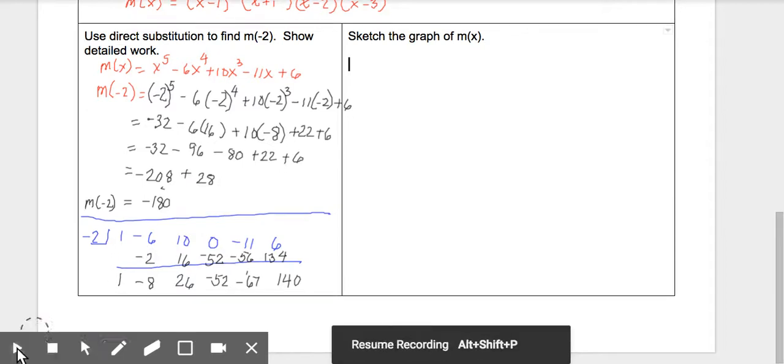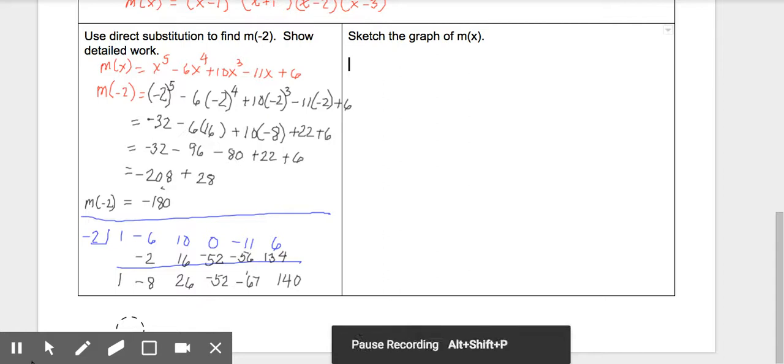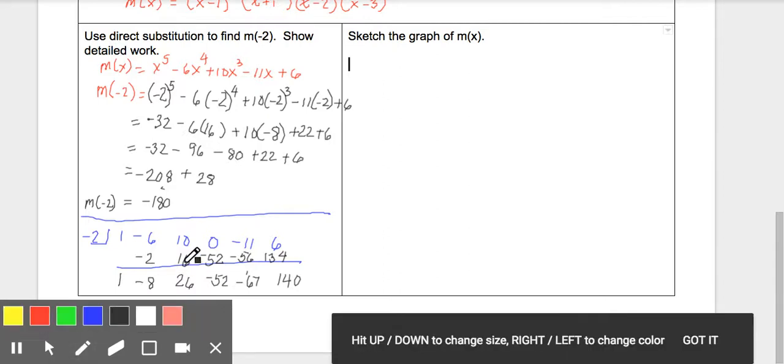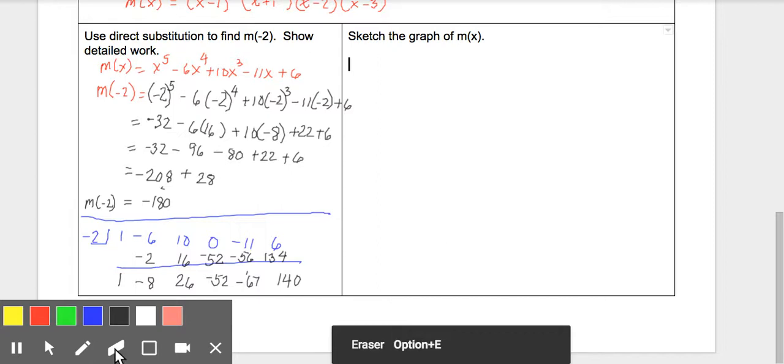Why am I not getting it? So nothing is wrong here. So somewhere here there's a mistake. So 1 times negative 2 is negative 2. This is negative 8. This is going to be 16. So we add, it's going to be positive 26. 26 times negative 2 is negative 52. Negative 52 times negative 2 is 104. So there's the mistake.